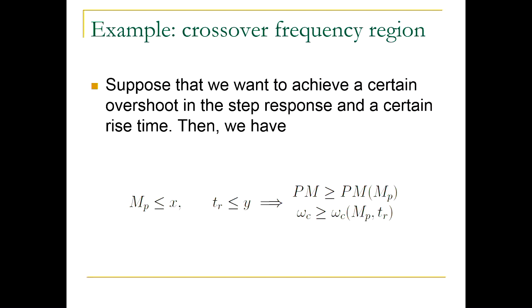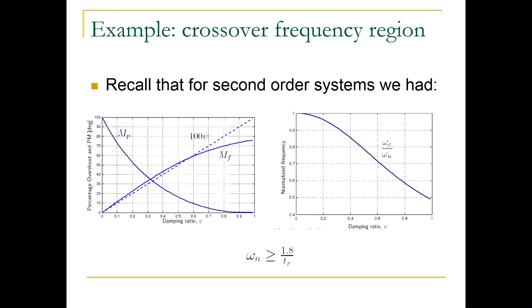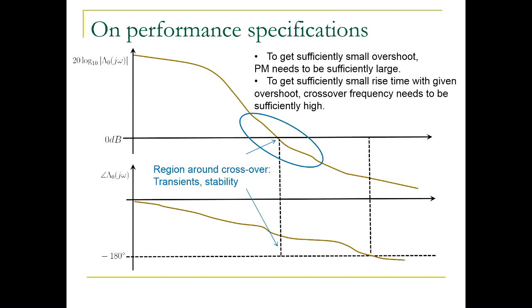So I tell you, all right, get this overshoot, get this rise time, and then you will figure out what sort of crossover frequency region you need, what sort of phase margins you need. So that's how things would go here. All right. So that's just summarizing the whole thing. To get sufficiently small rise time with given overshoot, crossover frequency needs to be sufficiently high, and to get sufficiently small overshoot, phase margin needs to be sufficiently large. That's exactly what we saw from the previous diagram. And all of this is happening in the region of crossover frequency.